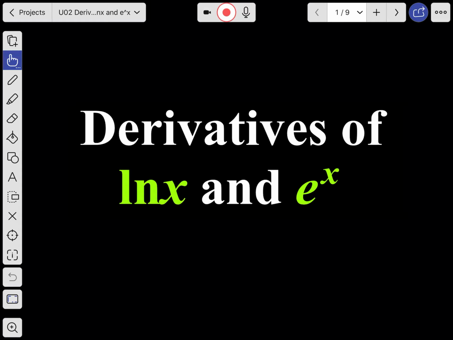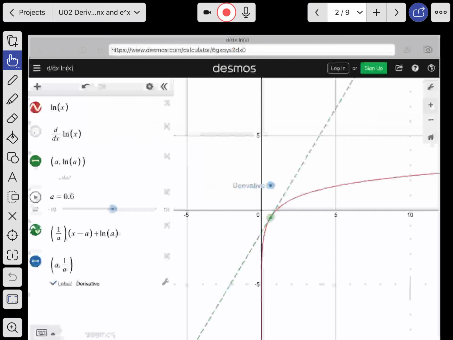About the derivatives of natural log x and e to the x. So this first graph is a Desmos applet, and in red I've got the natural log function graphed. In green and the dashed line, that is our tangent line, and this blue dot represents the numerical value of the slope along this line. So let me see if I can get this to work for us.